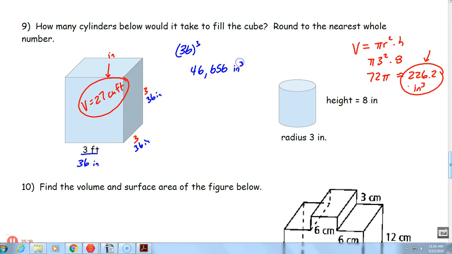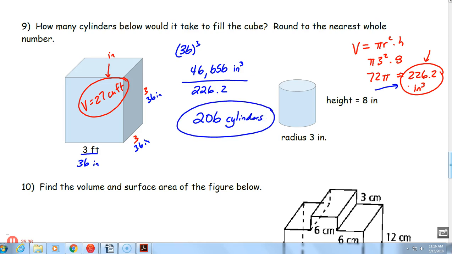that's 46,656 cubic inches. Divided by, this little can here only has 226.2 in it. So there's going to be a whole bunch of those. You start pouring them in and you divide it out. It ended up being somewhere around 206 cylinders. So 206 little cans, that might be like the size of a paint can, to fill up a cubic yard basically, because 3 feet is a yard.